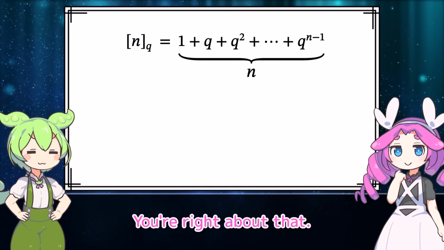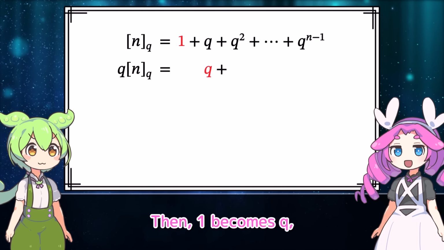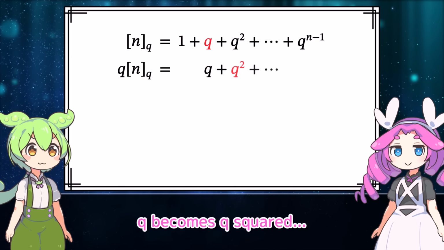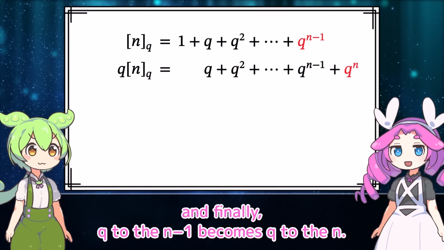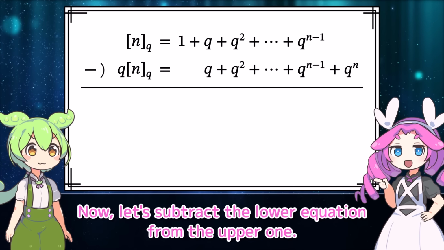You're right about that. So here's what we'll do. First, let's multiply the q integer of n by q. Then, 1 becomes q. Q becomes q squared. And finally, q to the n minus 1 becomes q to the n. I've seen this kind of calculation somewhere before. Now let's subtract the lower equation from the upper one.